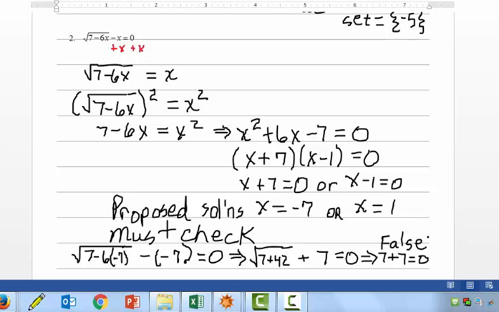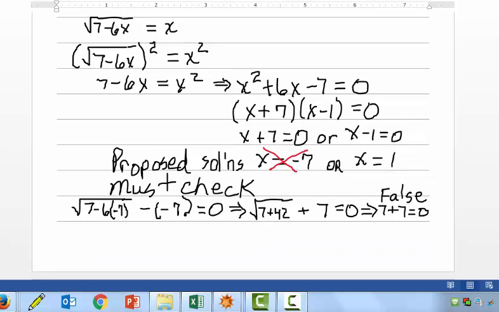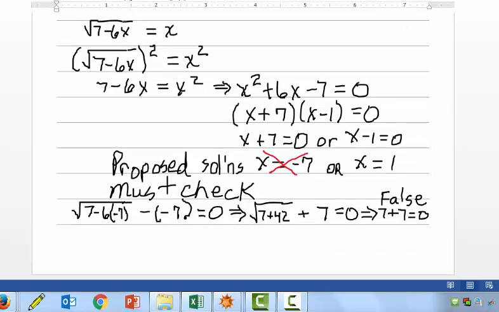So this tells me that x is not negative 7. That proposed solution doesn't work. So let's check x equal to 1. Square root of 7 minus 6 times 1. Notice how I go back to the original equation. Minus x, which x is 1, needs to equal 0.